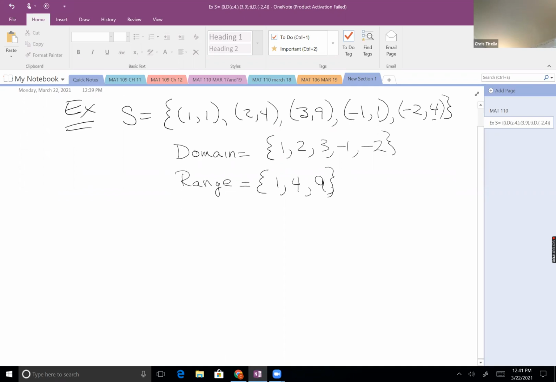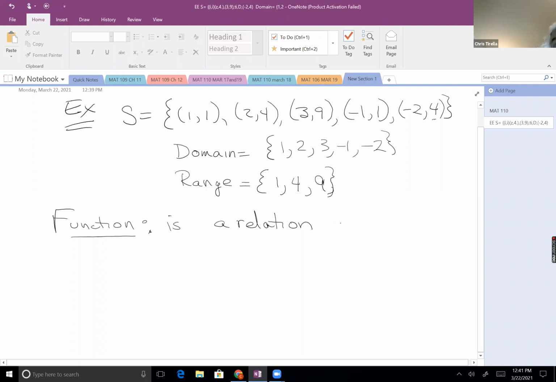Let's stop here and now define a function. A function is a relation, so it's a set of ordered pairs, but this is a very special type of relation. It's a relation in which each member of the domain is paired with one and only one member of the range.